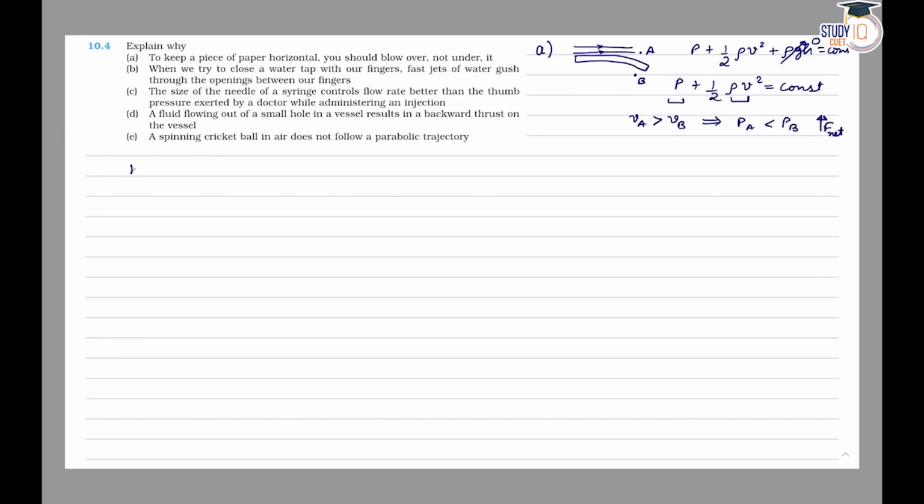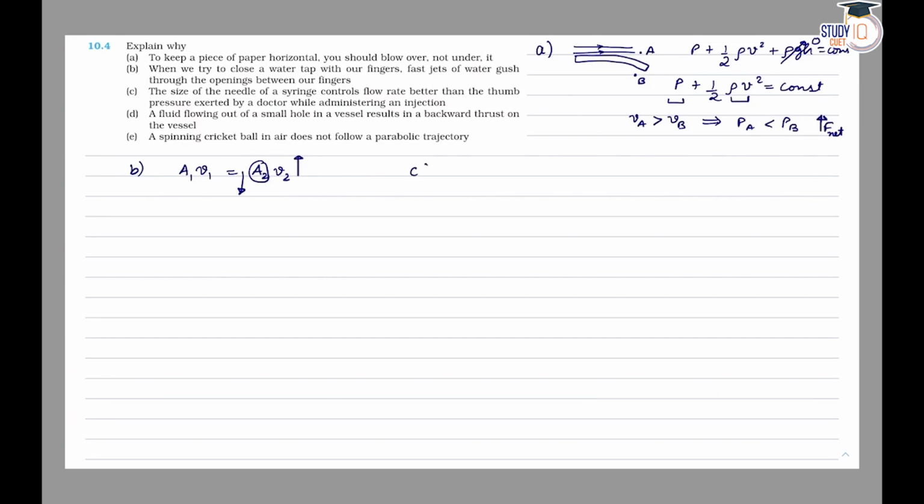Okay, now B, when we try to close a water tap with 2 fingers, fast jet of water gushes through the openings between the 2 fingers. Let us say that the fluid, which is liquid, coming out from the tap has speed v1 and the cross section area was A1, and we know by the equation of continuity A1 v1 should be equal to A2 v2. Now since I am decreasing the cross sectional area by putting the fingers, we can say the speed is going to increase.